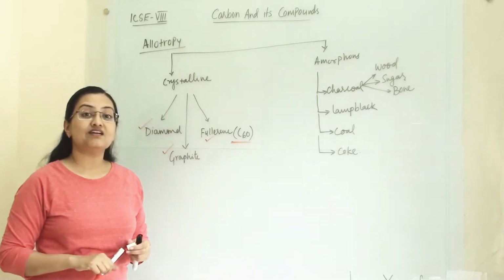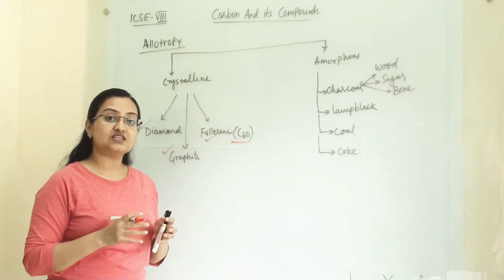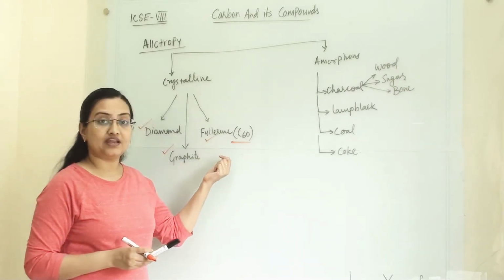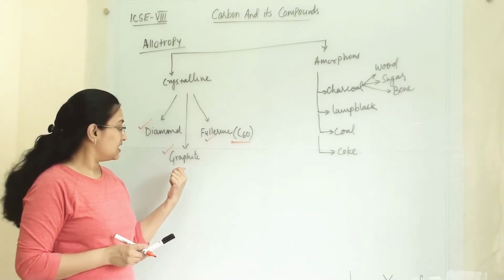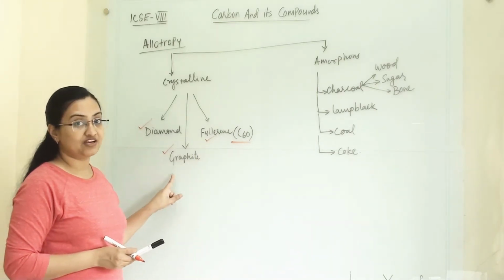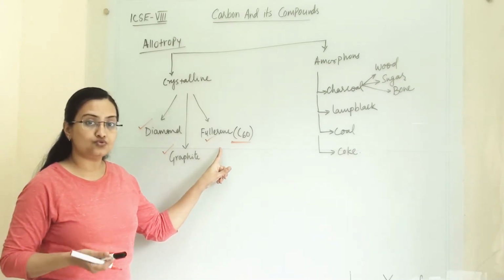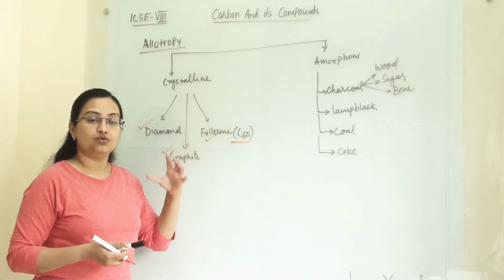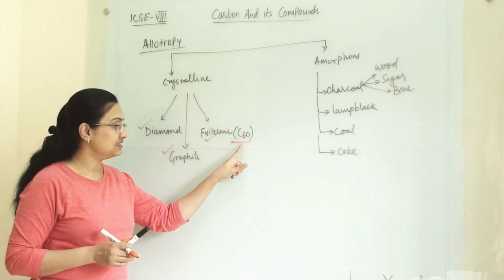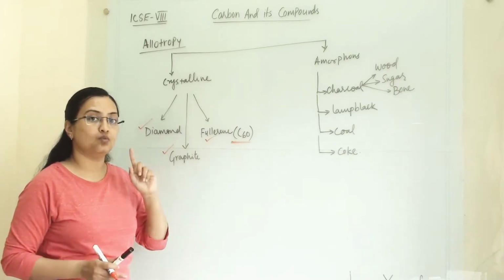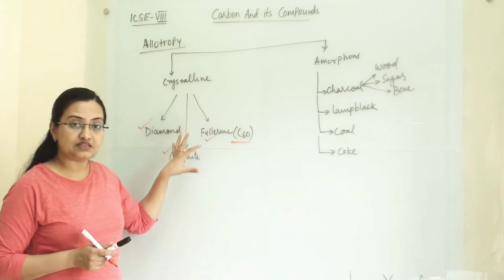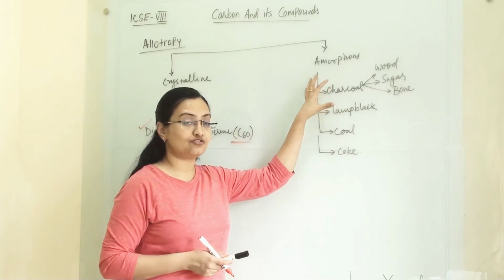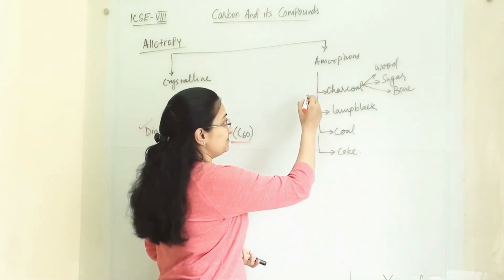That means there are 60 atoms of carbon arranged in a pentagon or hexagon manner, and we obtain this by condensing vaporized graphite. We know diamond and graphite very well, and fullerene is new to us, but here we are not going into the depth of fullerene. We only need to understand that there are 60 atoms present in one molecule of fullerene. So these three are under crystalline allotropy of carbon, whereas in amorphous allotropy of carbon, there are four main substances.